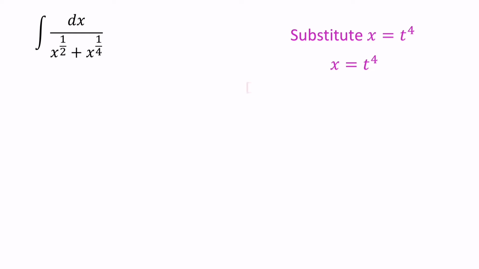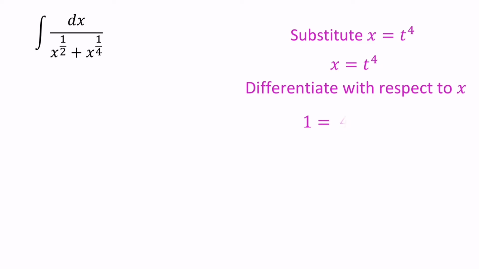Differentiating with respect to x, the derivative of x is 1, and the derivative of t to the power of 4 is 4t cube into dt over dx. Then we can substitute dx as 4t cube dt.